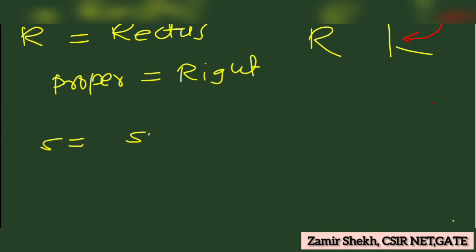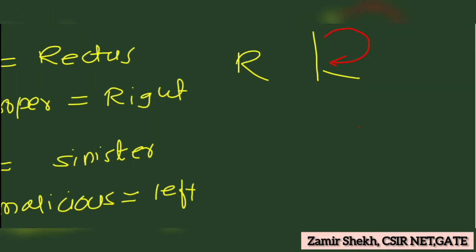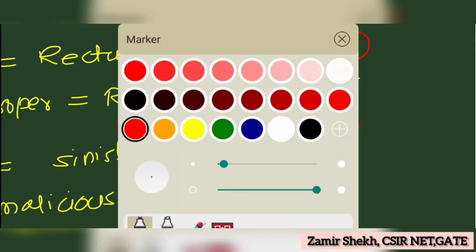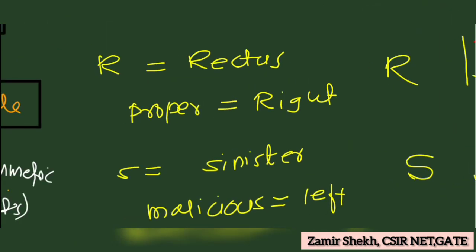And in case of the S isomer, or the S type of configuration, S is equal to sinister, that is called malicious, which means left. If we see how this S looks, it can be represented like this. So this is all about R and S.